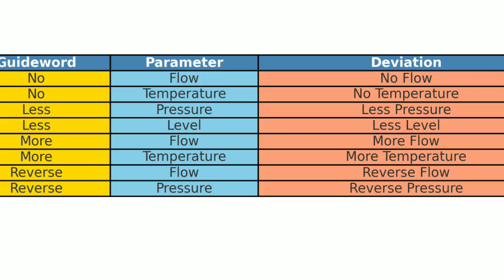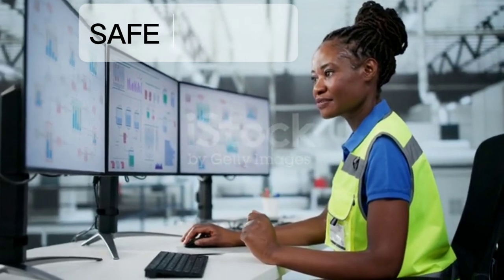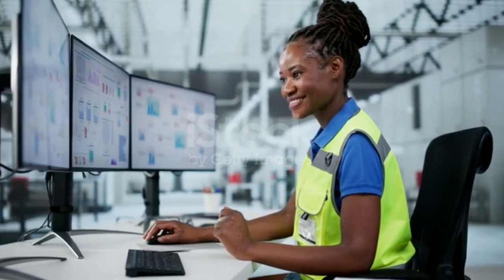Apply guide words, systematically applying guide words to each parameter. For example, what happens if there is no flow? What if there is more pressure? What if the flow goes in reverse? Evaluate consequences. Consider what impact these deviations could have on safety, quality, or operation. Propose safeguards or controls. Identify controls or actions to prevent or mitigate these hazards.